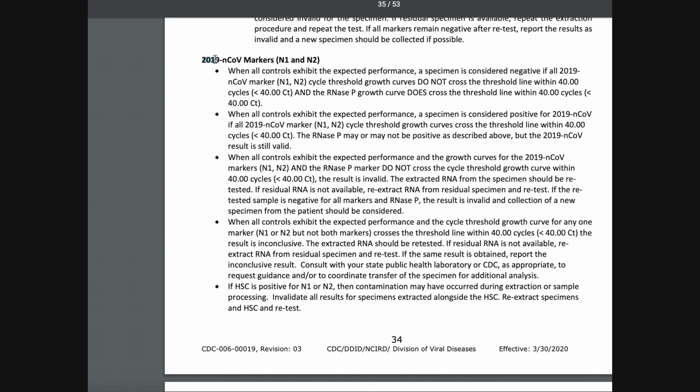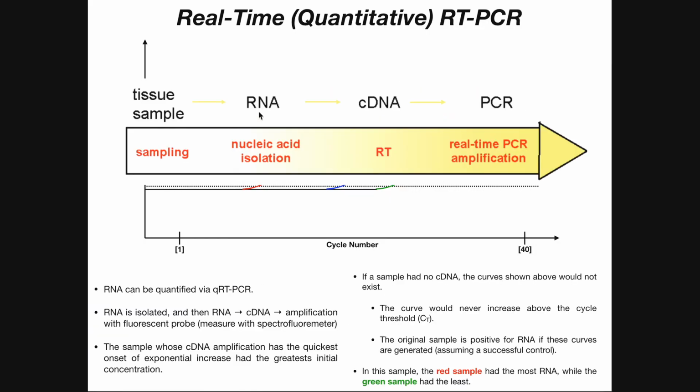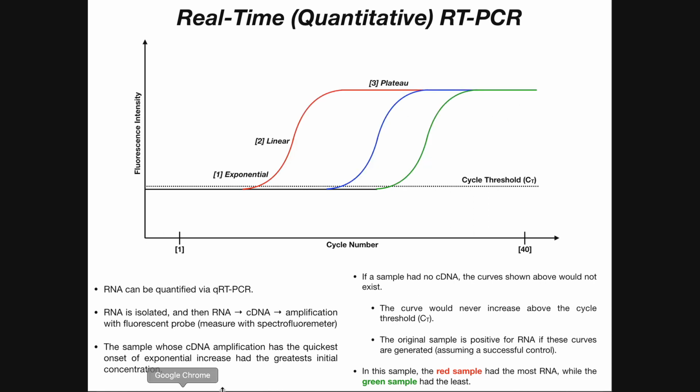So here we have 2019-nCoV markers N1 and N2. The original RNA genes that you're looking at from the virus, there's an N1 gene that we're looking at from COVID-19 and an N2 gene. So there's an N1 RNA and an N2 RNA. They're both converted to that DNA, and then they're amplified with the probes to get all that fluorescence, and you would see something that looks like this.